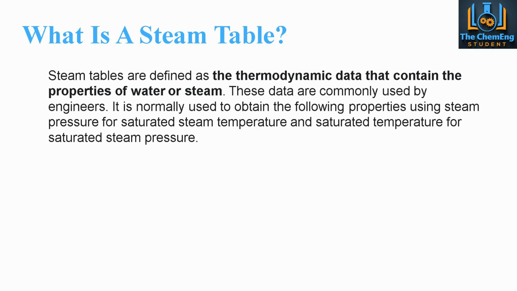So the first question here is, what exactly is a steam table? Well, in simple terms, a steam table is a set of thermodynamic data that contains the properties of water or steam. Now these data are commonly used by a multitude of engineers, but for us as chemical engineers this is an integral part of thermodynamics and heat transfer.